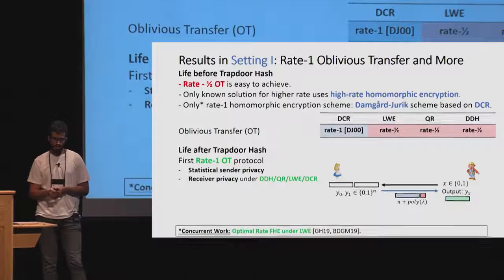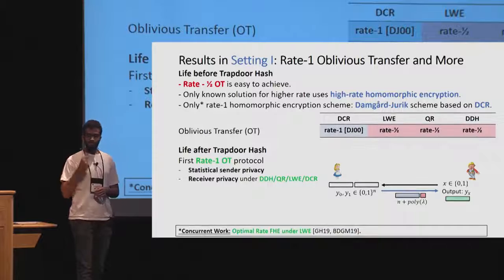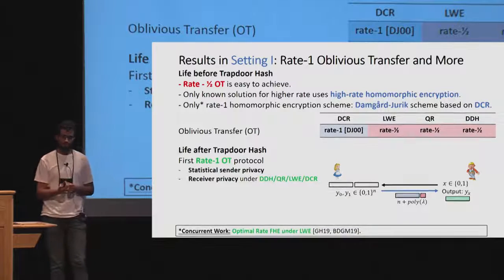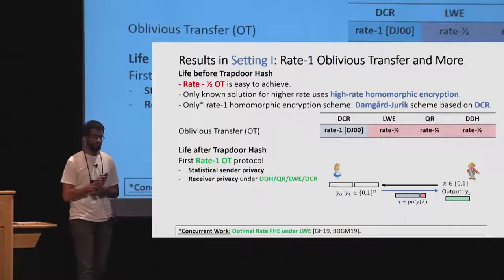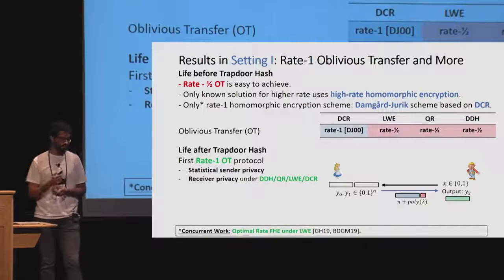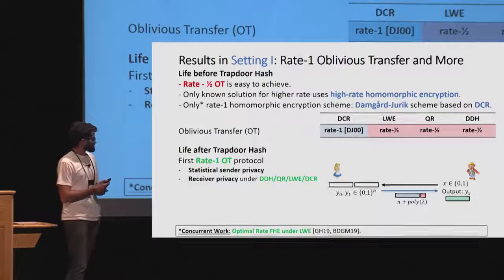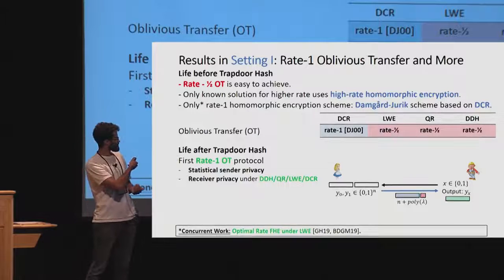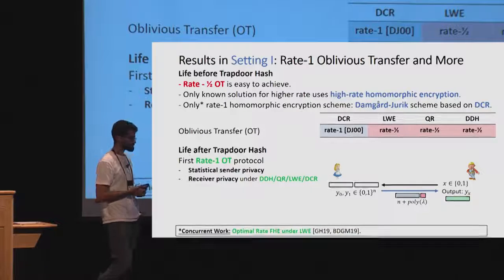So using trapdoor hash, we get the first optimal rate oblivious transfer protocols under the DDH, QR, LWE assumptions. And we also get a new construction from DCR with nicer properties compared to the Damgard-Jurik. More specifically, we get statistical sender privacy in such protocols, and we get receiver privacy, which is computational under these assumptions. And the sender in such protocols sends n plus poly lambda bits in the second message.